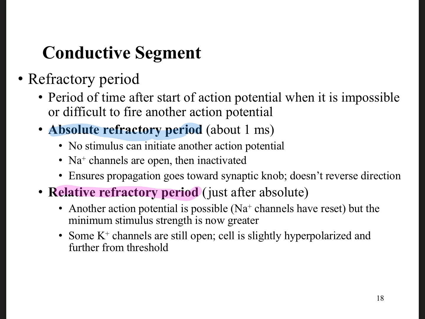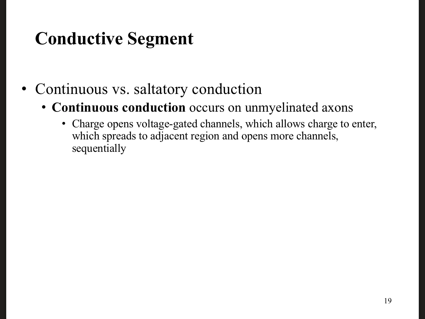right? If we have a high enough stimulus, we have to overcome that loss of positive ions and reach threshold again, because of that hyperpolarization that's occurring. So it's slightly hyperpolarized. You could generate another action potential, but it takes more stimulus to achieve threshold because it's hyperpolarized. Okay? Questions?